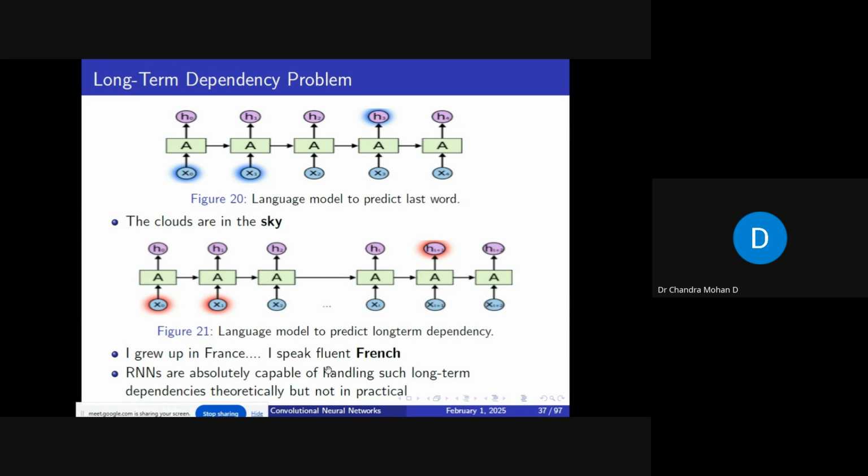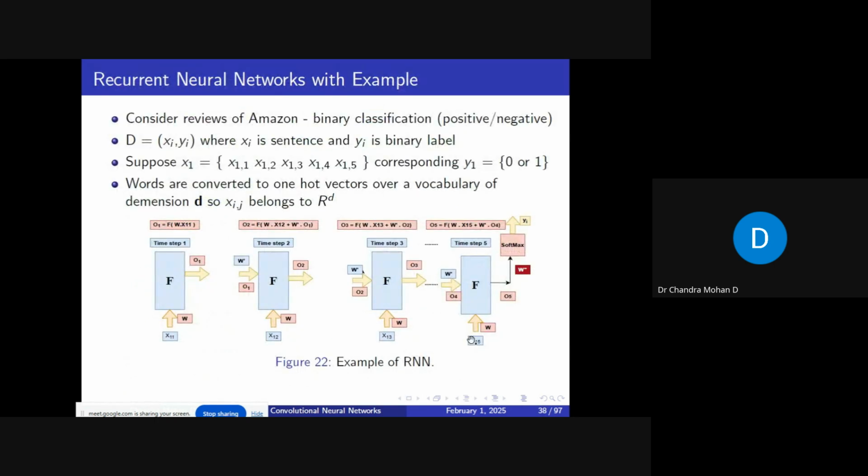So RNNs are absolutely capable of handling such long-term dependencies, where words from long back are used to predict future words. Theoretically yes, but not practically. Practically it will not solve it. Then which one will solve it? We will see further. So how does a recurrent neural network work? What is the working mechanism of a recurrent neural network?